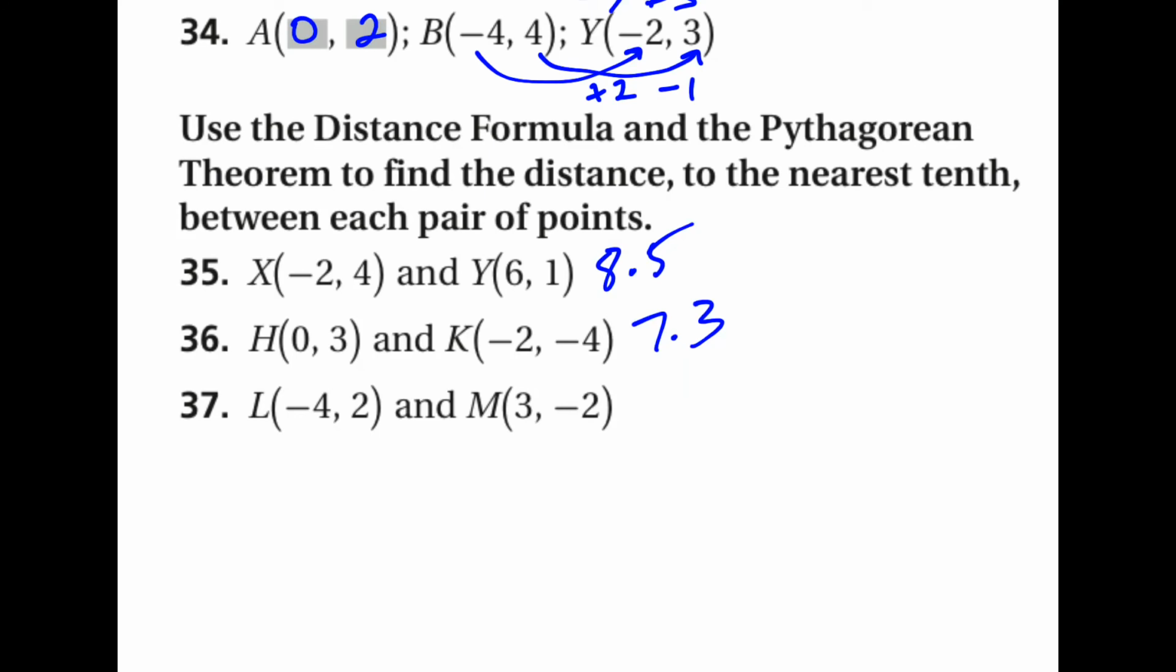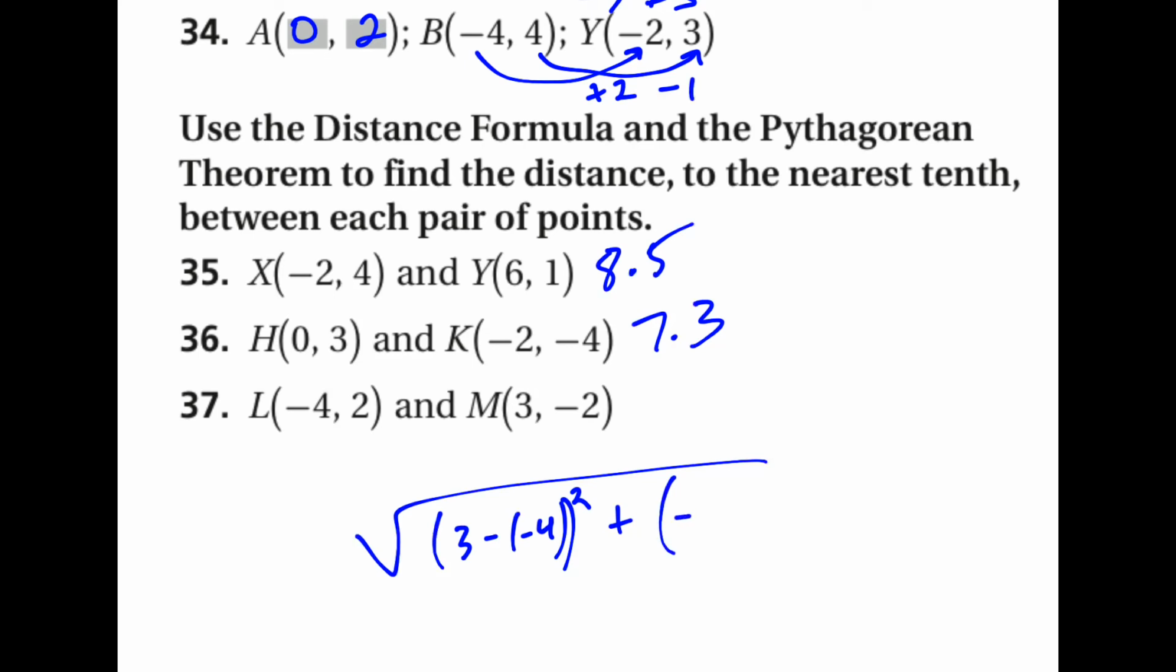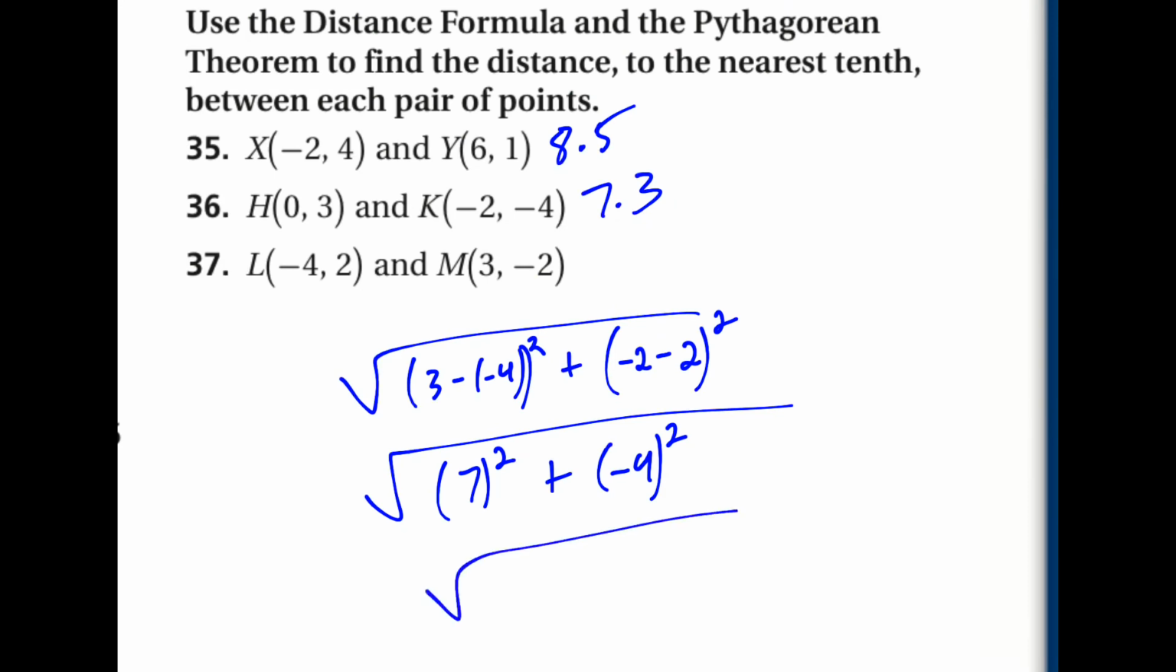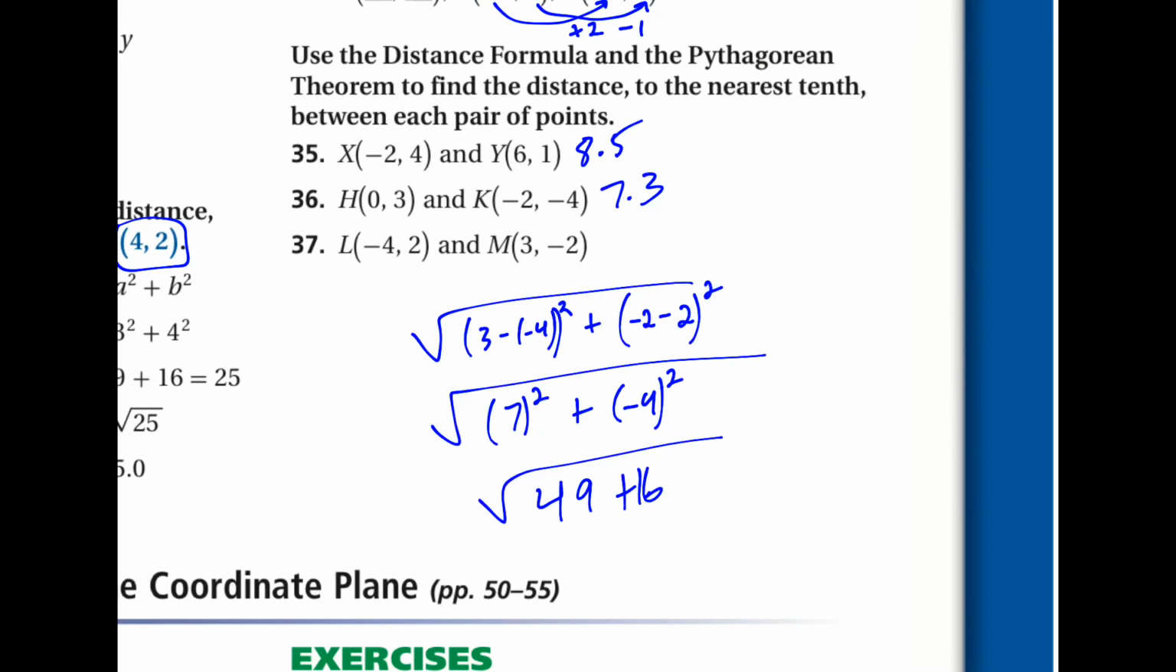The last one, we'll use the actual distance formula here. So this is the square root of x2 minus x1 squared plus y2 minus y1 squared. So if I simplify a little bit, this becomes the square root of 49 plus 16, or the square root of 65, which if I round gives me 8.1.